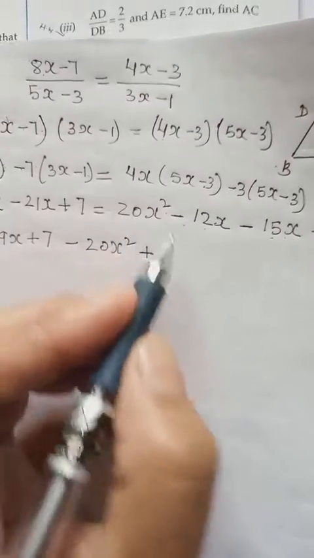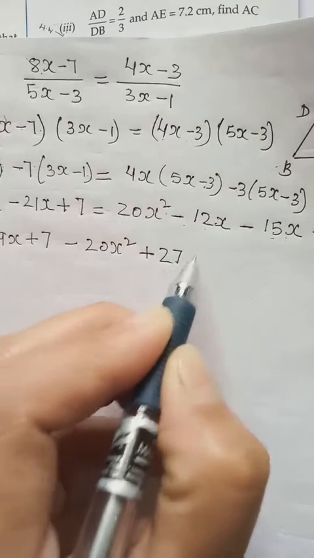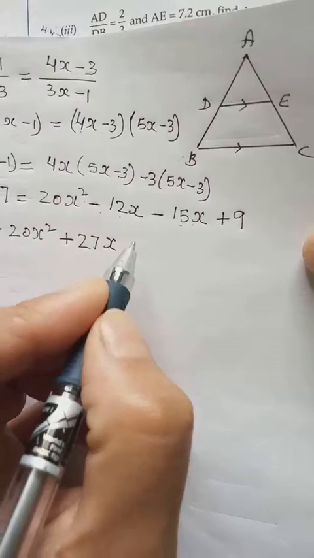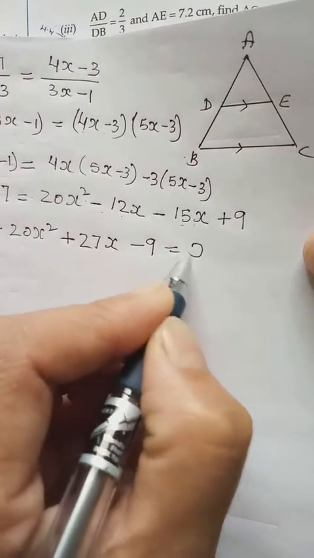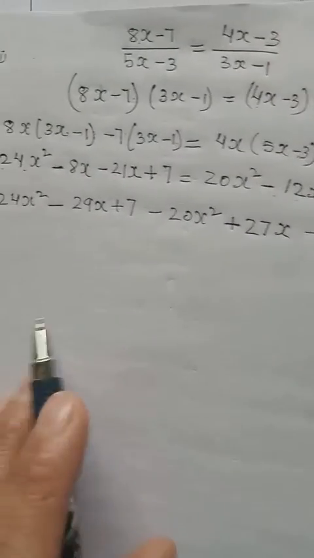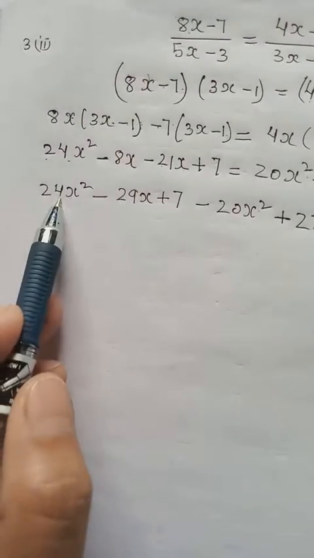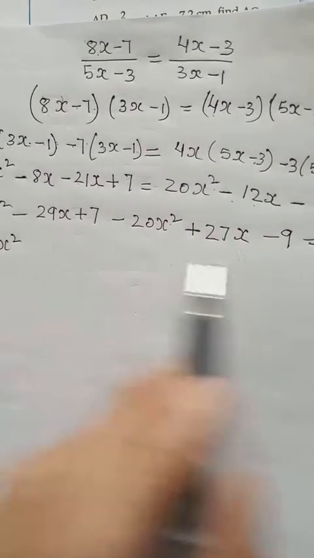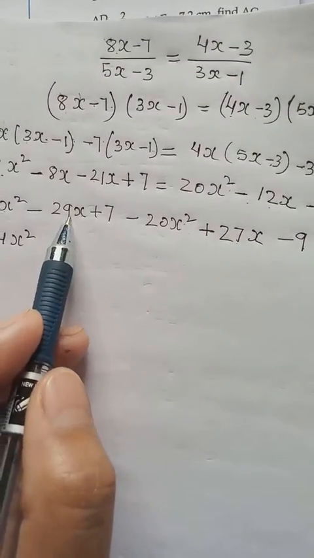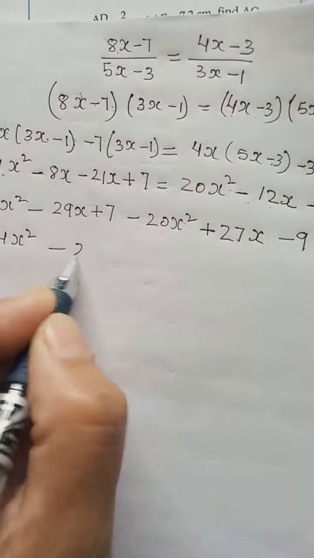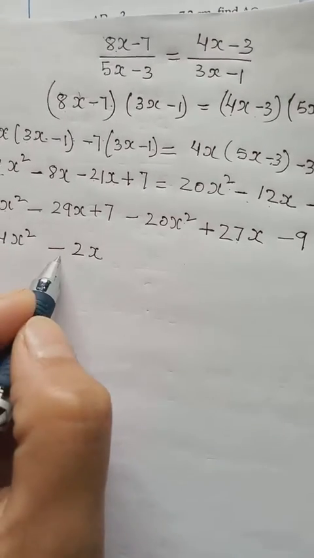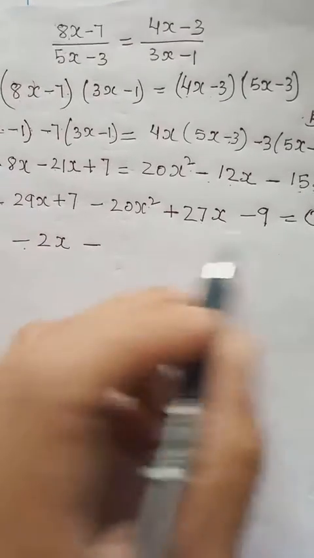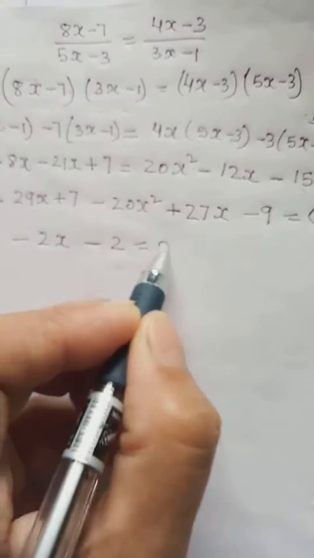So 15 plus 12, we have 27x. Then we have a number without x, that is plus 9. If I take that side, it becomes minus. So we shift everything to one side, and we can make it equal to 0. Then here we have square, square. So 24 minus 20, 4x square. 29 minus 27, so again we subtract: 29 minus 27, we have 2. 29 is greater, I will put it with minus. Then we have 9 and 7. 9 is greater, we put minus. 9 minus 7, 2, equal to 0.